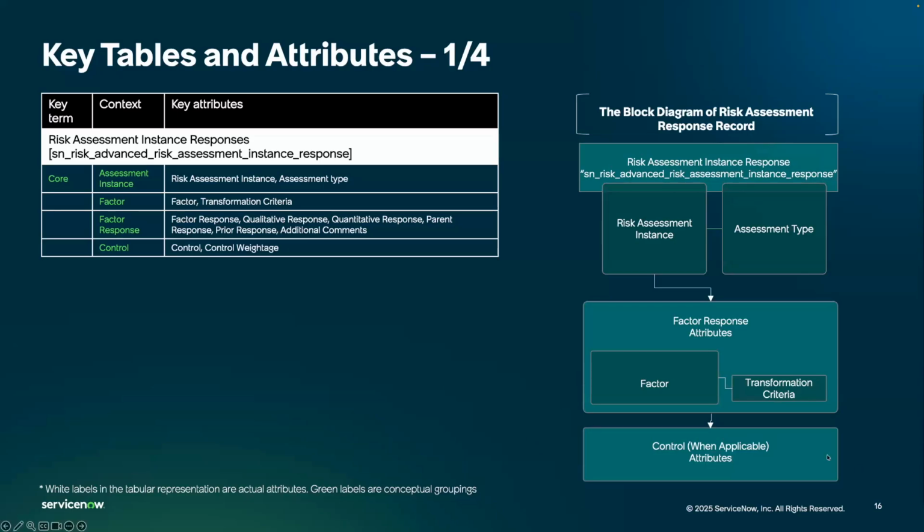At the bottom layer, we have the control. This only applies to individual control assessments. Control weighting captures the relative importance of this control in the overall control effectiveness calculation.